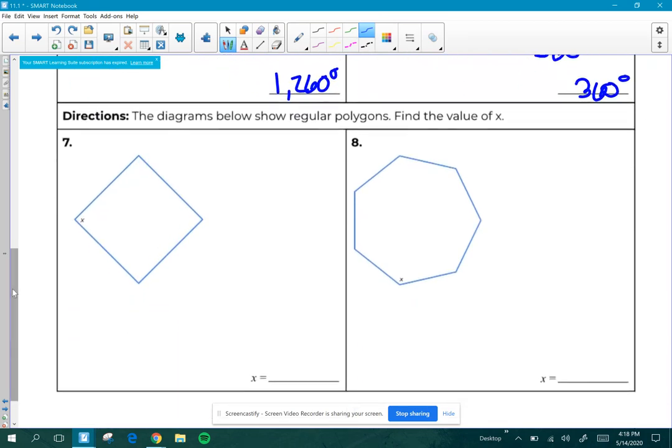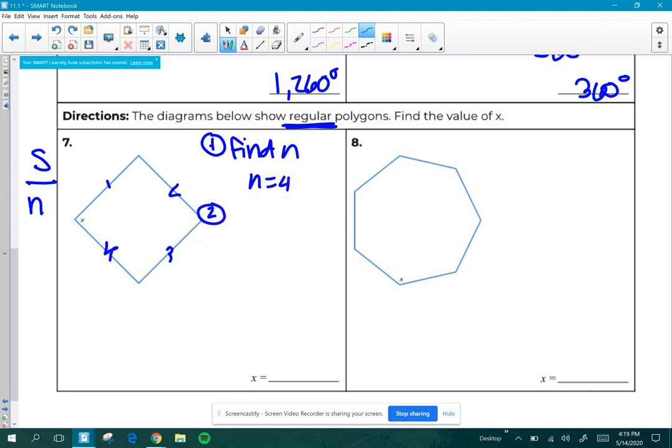Then the third type, so this talks about the regular polygons. We want to find the value of x, which is one of those angles. Whenever it gives you a regular polygon, remember you're doing the sum divided by the number of sides. So my first 2 steps are still the same. So the first thing I'm doing is finding n. So that would be 1, 2, 3, 4. So my n is 4.